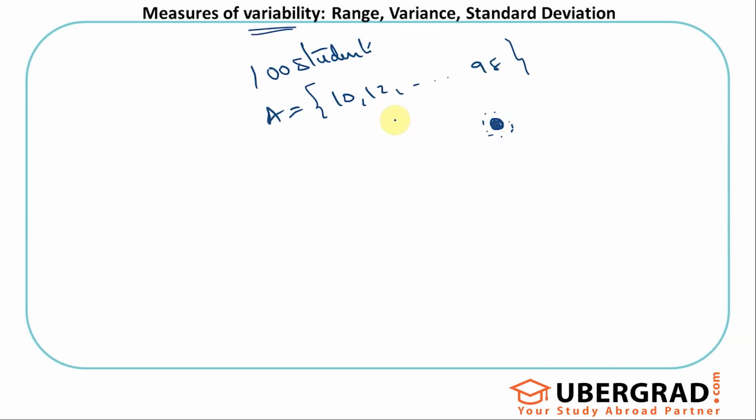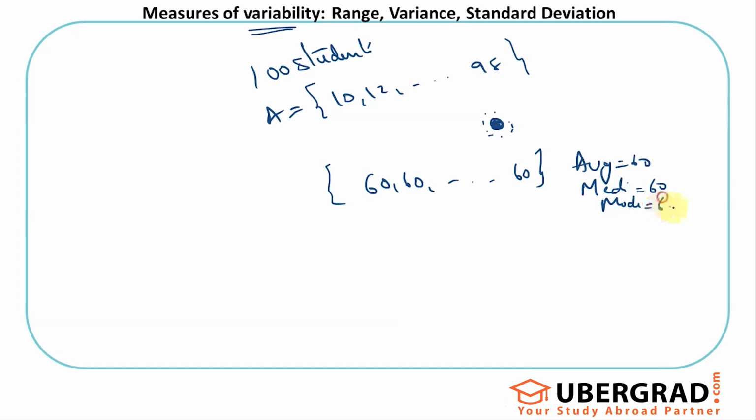Let's say I can have something like this, 100 students. All the 100 students can get 60, 60, 60. The average is still 60. The median is still 60. The mode is also still 60 for this case.